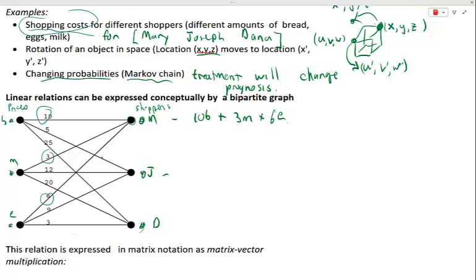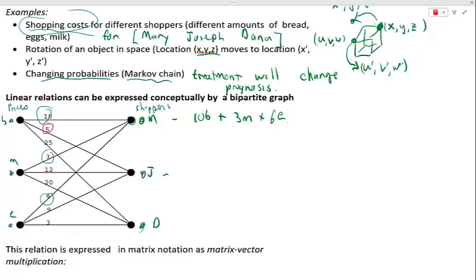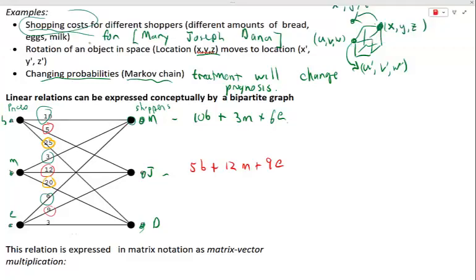Joseph, on the other hand, if you look at the ones for him, I'll use a different color for Joseph. Joseph would be what? Let's see. Joseph buys 5 units of bread, this one here, and then 12 units of milk and 9 units of eggs. So Joseph would be 5 bread plus 12 milk plus 9 eggs. And then finally we have Dana. Dana, we'll use orange for Dana here. Dana buys 25 bread, 20 milk, and 3 eggs. So we have 25 bread plus 20 milk plus 3 eggs.